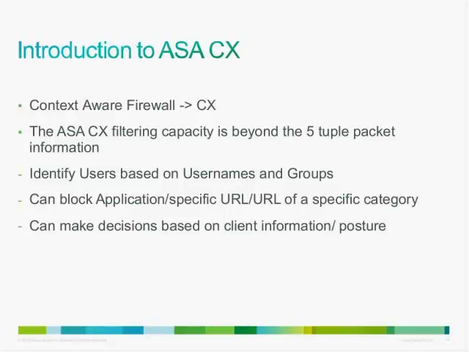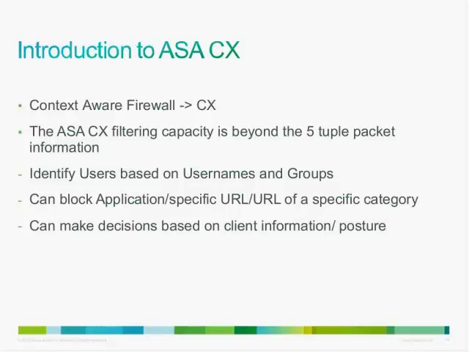So ASA CX goes way beyond that, and it looks deeper into the packet, not just blocking or restricting the traffic based on the layer 3 or layer 4 information. Some of the features are it can identify users based on usernames and groups. It can block application specific traffic. For example, you want to block a specific game on Facebook. You want people not to play Farmville, but you want them to play Candy Crush. That is something you can do with ASA CX.